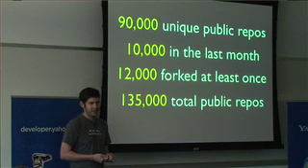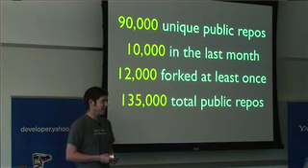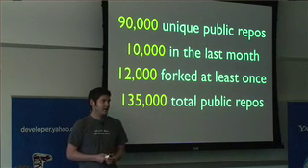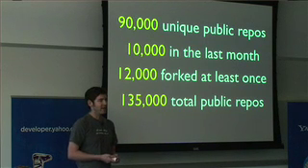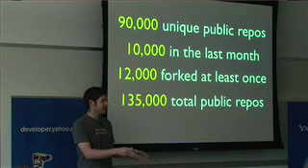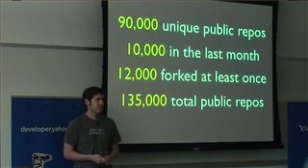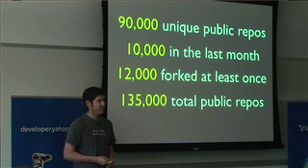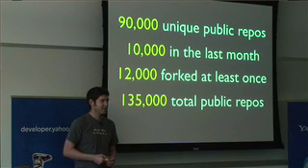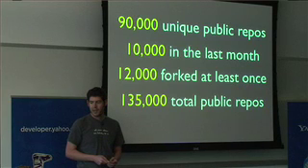A couple of stats to say that we know that this is working and that this is something people like. Right now, there are about 90,000 unique repositories on GitHub. That's not including forks. That's just unique, totally different code repositories representing different projects. 10,000 of those were created in the last 30 days alone. So we're experiencing a tremendous amount of growth right now.